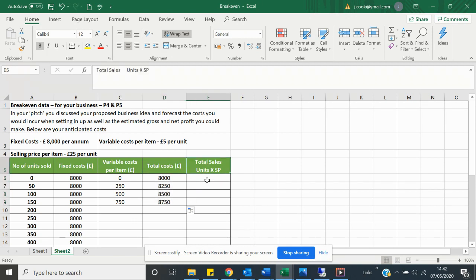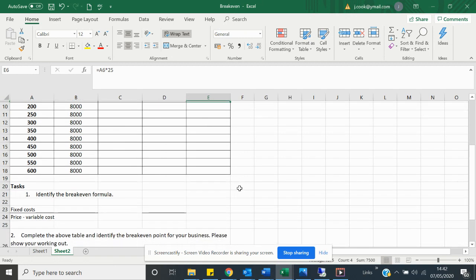So this is total sales, which means the amount of units you sell, which is this column here, times by the selling price, and we know the selling price is £25. So do me equals again. Number of units sold, click on that, find my little star, and times by £25, the selling price. And then fill that all out.